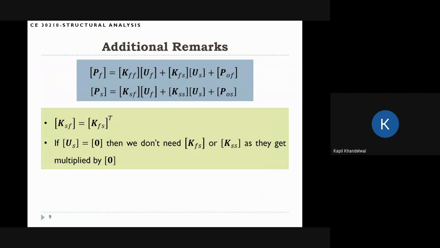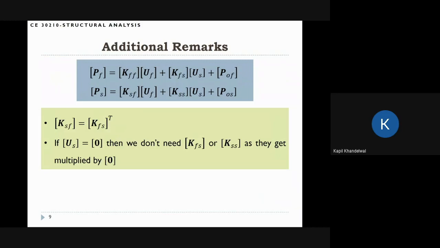And in this case, we don't need to assemble KFS or KSS, because you can see that KFS is getting multiplied by 0 and KSS is also getting multiplied by 0. So they are not needed actually in the solution process. So if you are working for the exam, it's important to make sure that you are just assembling the correct entries that are needed for the solution process. So this is just a small example to show you the idea here.